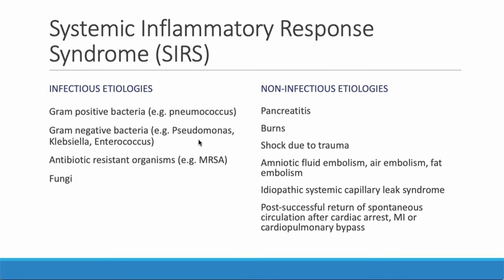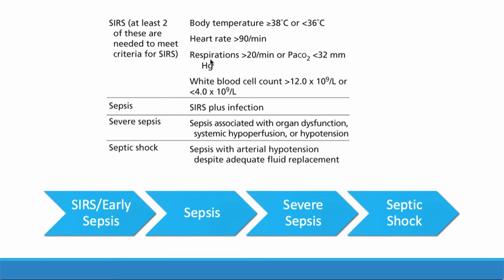All of these can be associated with SIRS. In order to have SIRS, you need two of these criteria. Please, please, please memorize this. This is important for you to know. You have two of these criteria, but notice that infection is not included in this, right?